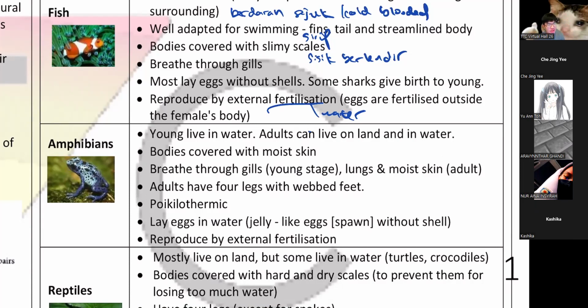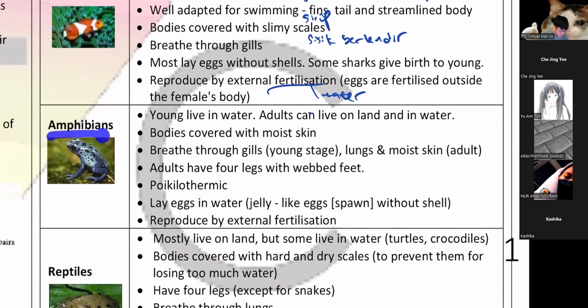Fish eggs are yummy. You mean the fish roll in sushi? The red color one, right? That's the egg lah.